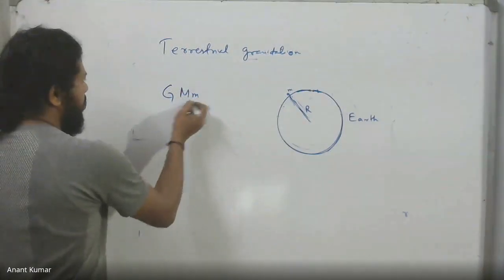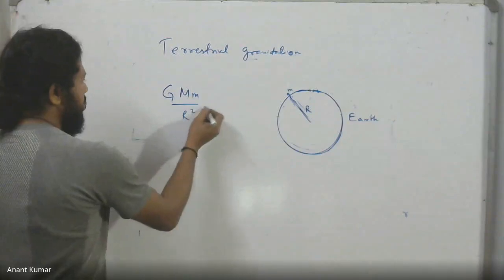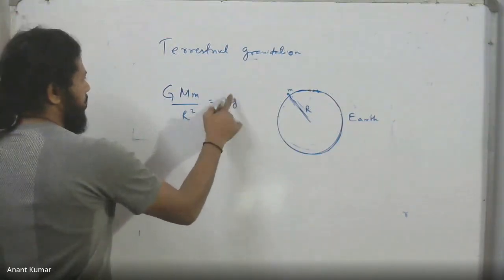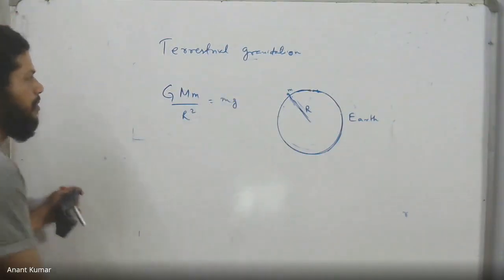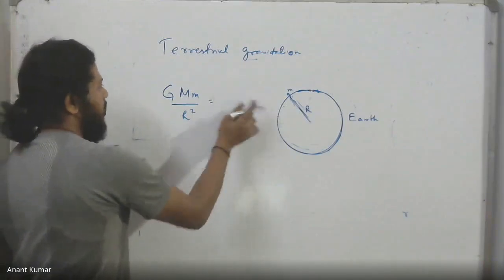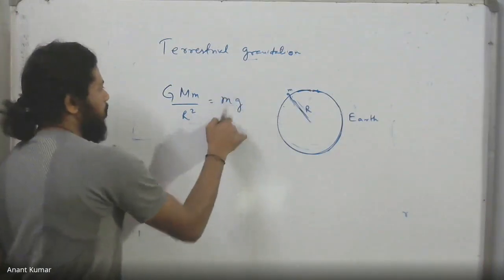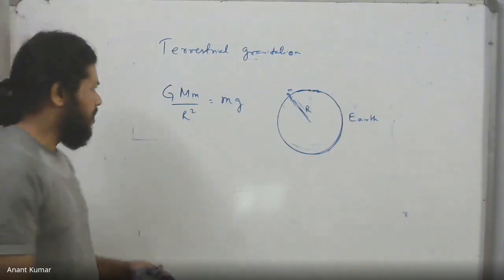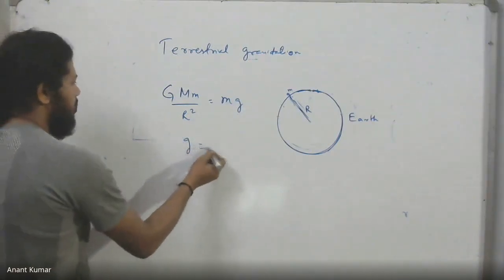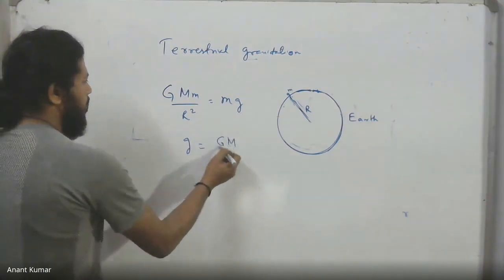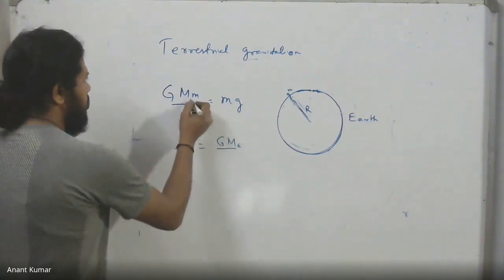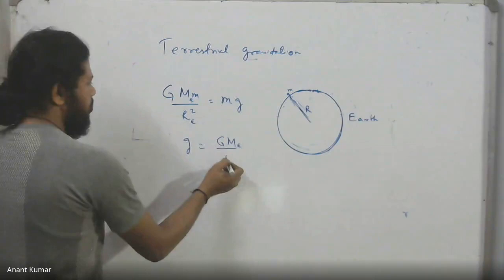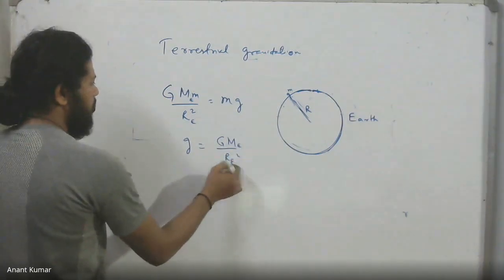That's correct. But what I'm going to do is equate this with m into g. If you equate the net force exerted by the Earth on the point mass, it is nothing but the weight, m into g. From there you can see that small g is nothing but G into mass of the Earth by radius of the Earth whole square. That is what small g is.